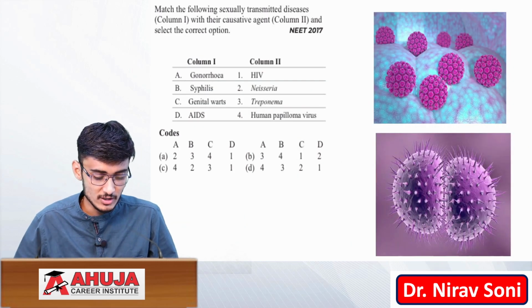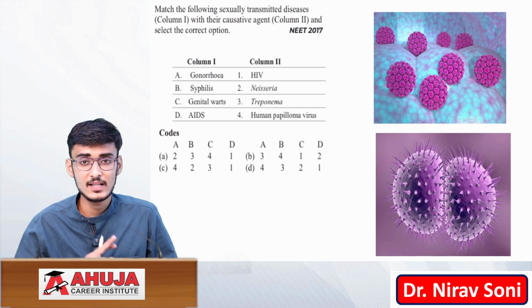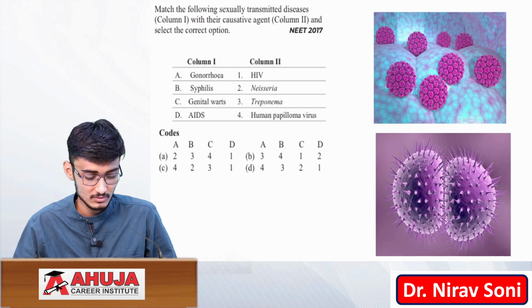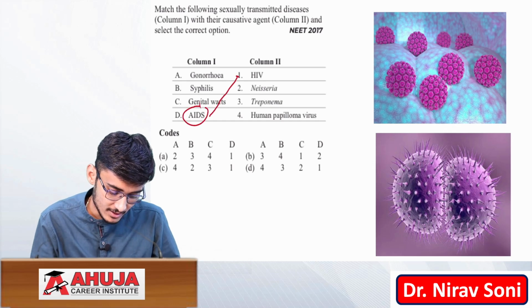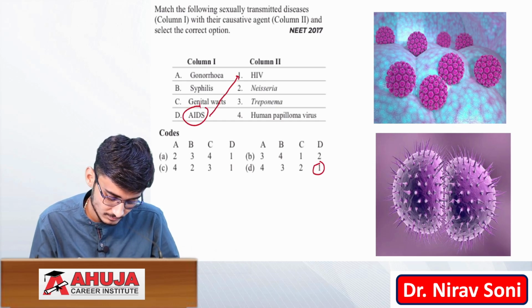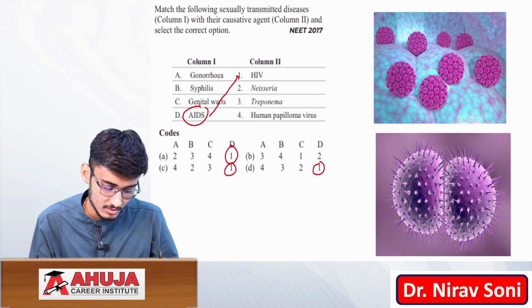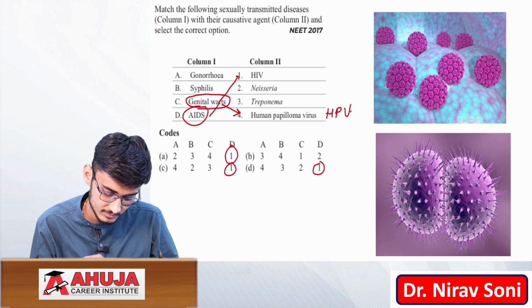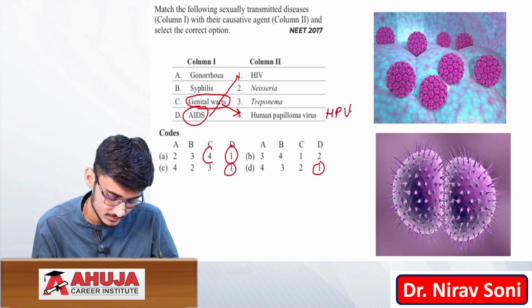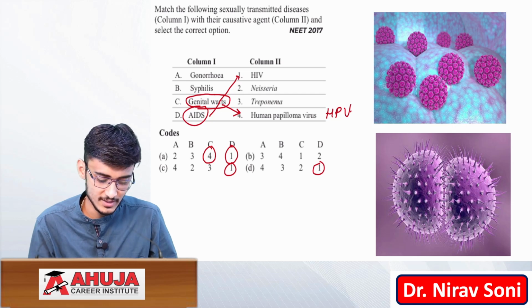Match the following sexually transmitted diseases in column 1 with their causative agent in column 2 and select the correct option. Gonorrhea, syphilis, genital warts and AIDS. AIDS is caused by HIV. Option D, which containing A. Genital warts are caused by the human papilloma virus, HPV. C4. Option A should be right over here.